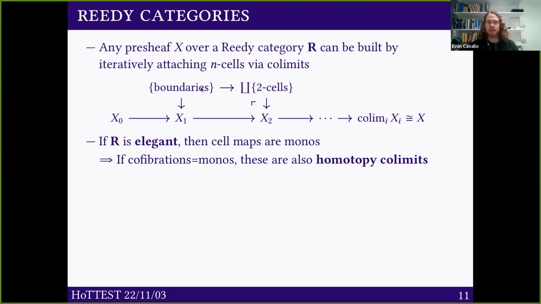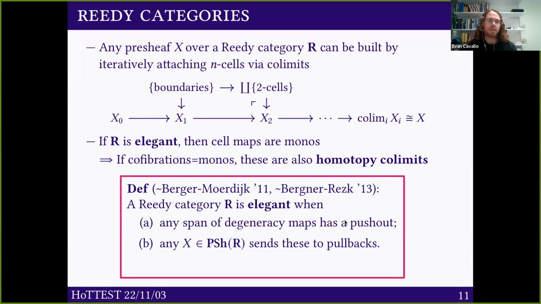So these things that may in general just be one categorical colimits in our model structure actually present colimits in the infinity category. And we'll see why that's nice in a second, but let me give you that definition of elegance.